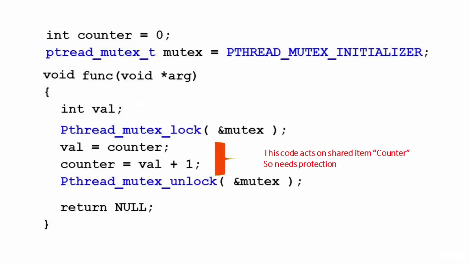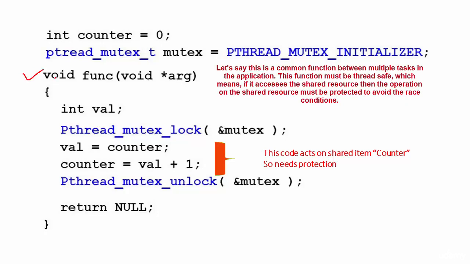For instance, take an example of this code. Here the counter is a global variable. That means it is global to each and every task in the application, and this is a function which can be executed by many tasks. This is a common function, right? And that common function is actually making some changes to the global variable, that is counter. So here counter is actually shared data, isn't it? These two lines of code act on a shared item, that is counter, so it needs to be protected.